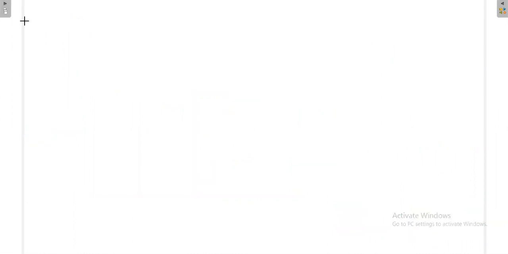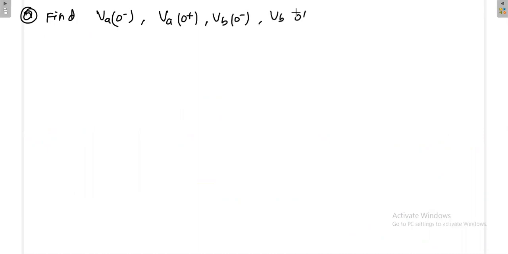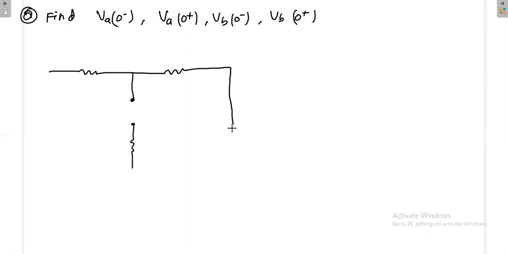Next question. Find VA 0 minus, VA 0 plus, VB 0 minus, VB 0 plus. So VA, VB means it's like nodal voltages. Already 10 ohm.